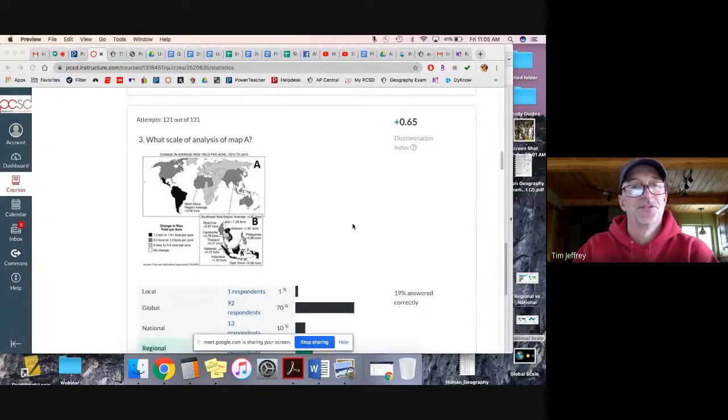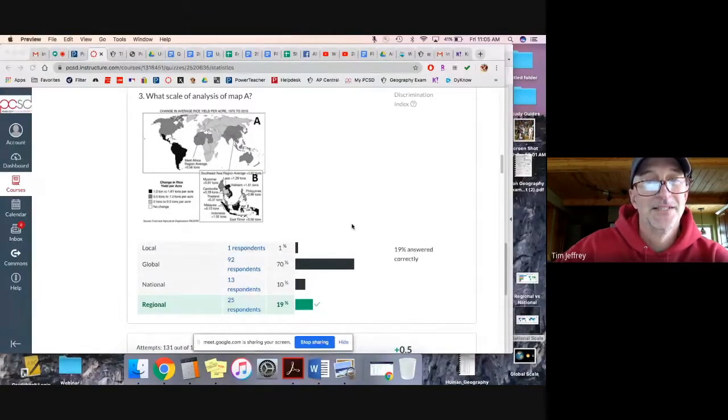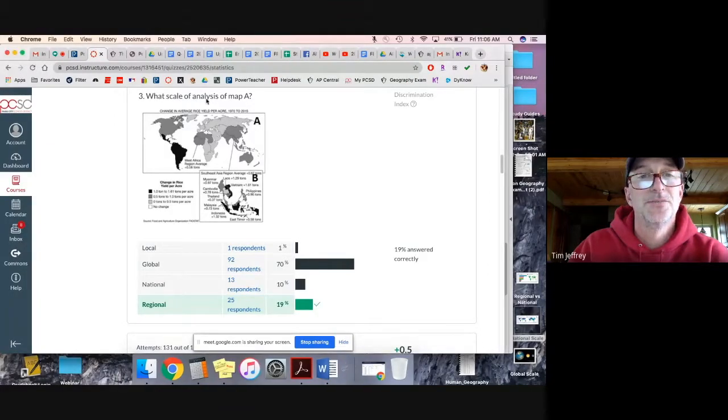So this one asks you for two different maps. In map A, only 19% got this one, when in reality, regional is the right answer. You can see, are there borders of countries on here? You can't see the difference between United States and Canada. So it's basically showing just North America. And so that's going to be regional. A lot of you put global. Yeah, it's a map of the entire world. But again, the key here is what are you analyzing? And we're analyzing regions in that map.